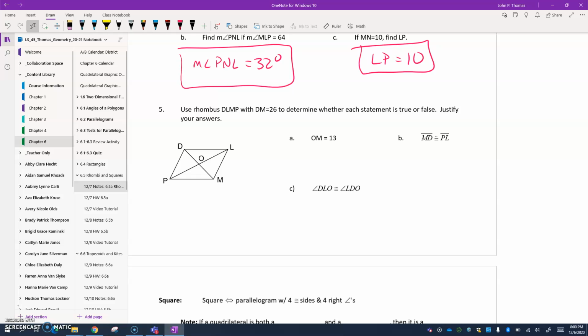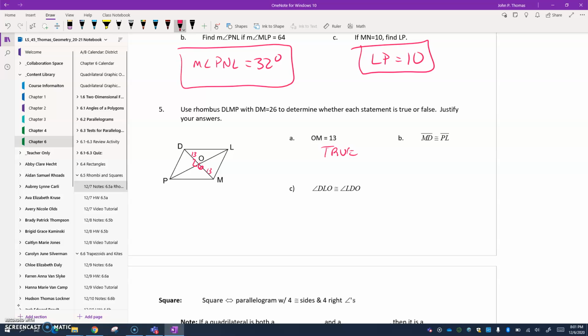Looking at the last one for rhombus here, we've got number 5. It says use rhombus DLMP with DM is 26, so the full length of that is 26. We can bisect it to 13 and 13 because in a parallelogram, diagonals bisect each other. Then it says to determine whether each of the statements is true or false. Justify your answer. When I look at this, it says OM is 13. That is definitely a true statement there.